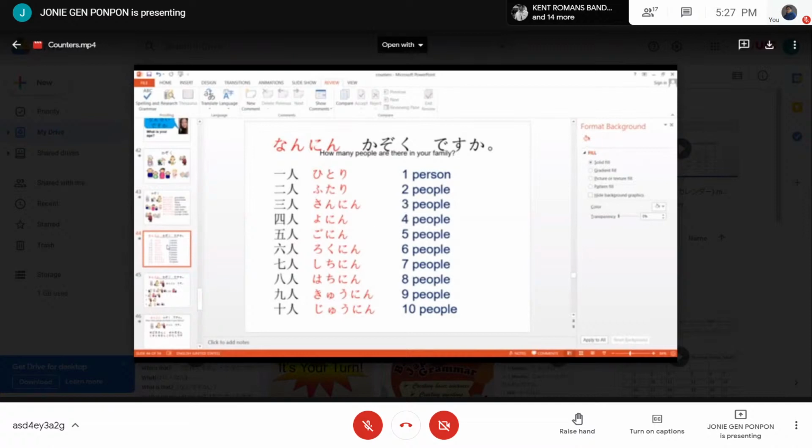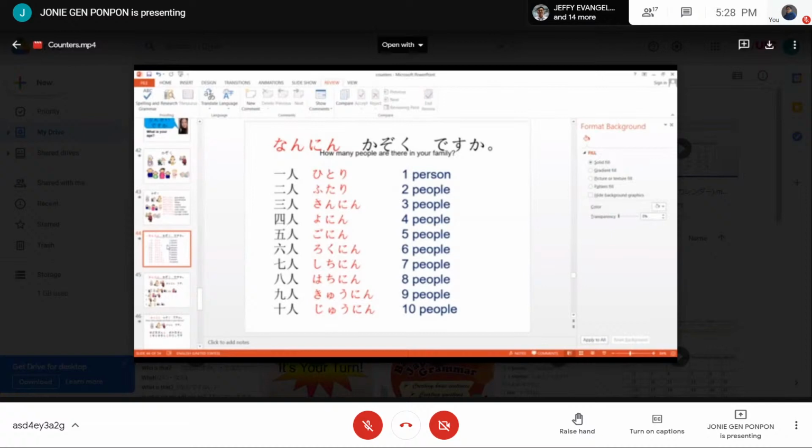Right? So, if you are the only person in your family, single, walang asawa, walang anak, mag-isa ka lang, you can say, hai, hitori desu. Then, if ikaw lang tsaka asawa mo, you can say futari desu. Two people lang kayo, wala pang anak. Hay, meron na kayong isang anak, tsaka ikaw, tsaka yung asawa mo, so that will become san nin desu.